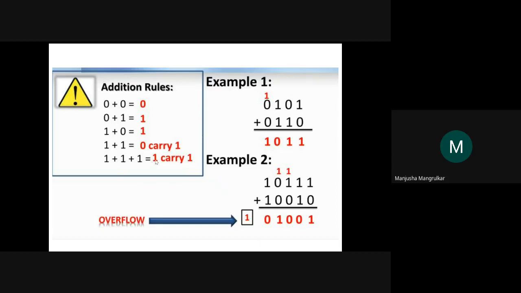So this is the LSB bit. The answer for this will be 11. So the LSB bit will be a 1 here, and the MSB bit will be a carry. Now we'll see this example.